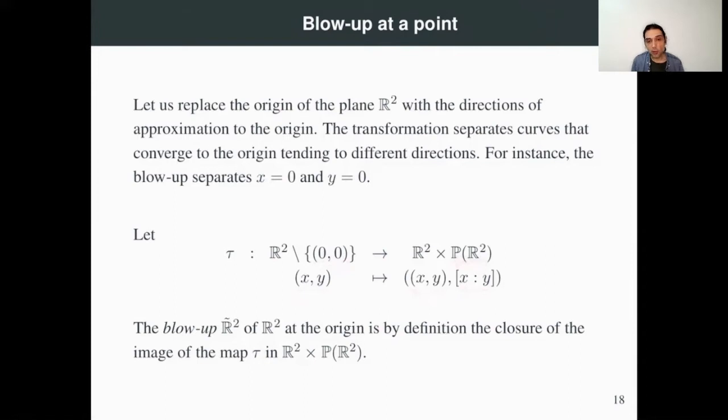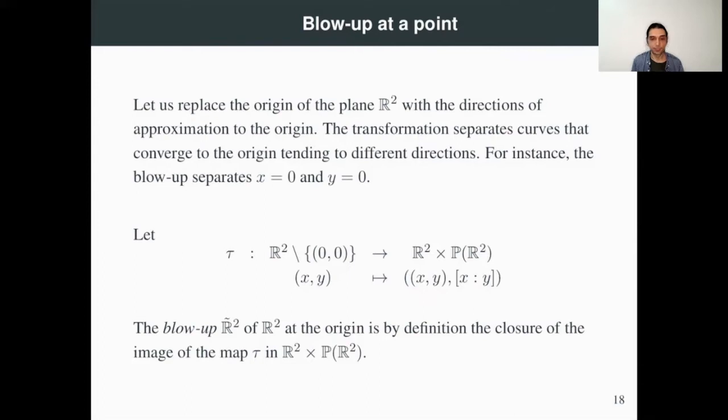So we are in a situation in which apparently we are doing nothing, because we are considering (x,y) and then its class in the projective line. But of course, the class is completely determined by (x,y), so we are introducing redundant information apparently. Okay. What happens is that the blow up of the plane at the origin is by definition the closure of the image of this map.